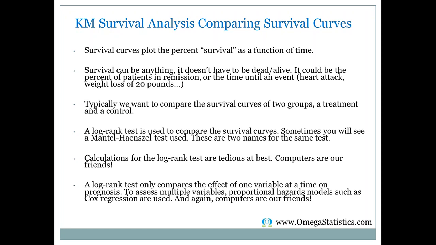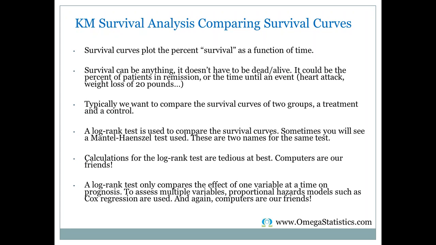Typically we want to compare survival curves of two groups, a treatment and a control. You can compare more than two groups, and I'll show you an example where I have a comparison of 5 cohorts. So it doesn't only have to be 2. We use a log rank test to compare two survival curves, and sometimes you'll see this called a Mantel-Haenszel test. Sometimes you'll see it with a chi-square statistic, but they're all names for the same test. Calculations for that log rank test are tedious at best. And I always say computers are our friends. As I said, this is why these have taken off so well, because computers are so wonderful.